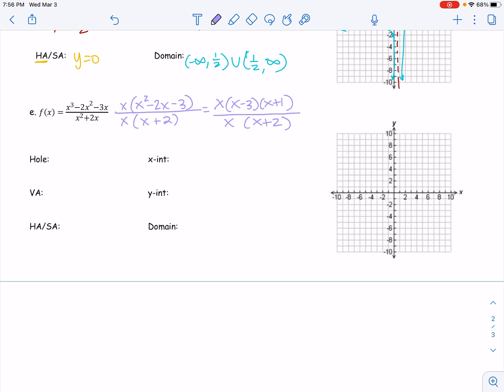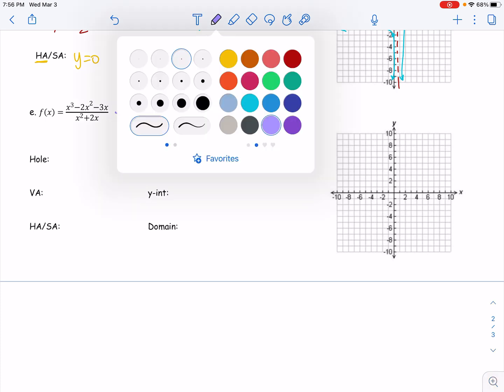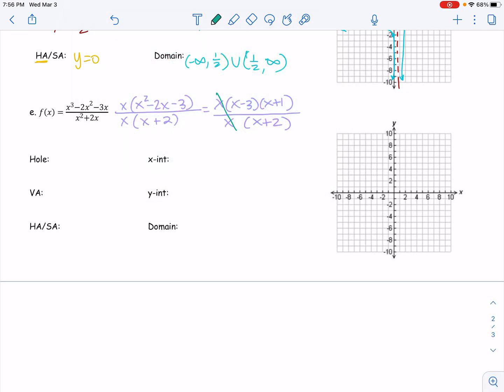So the first thing I want to know is, do I have a hole? Well, do I have any factors that cancel out top and bottom? And the answer is yes, this right here. That means my hole is at 0, something. For the remainder of the problem, I am using this function. When I eliminate those x's, they're gone, right?